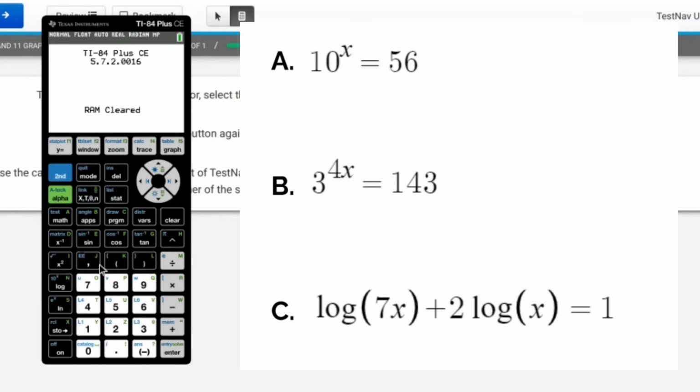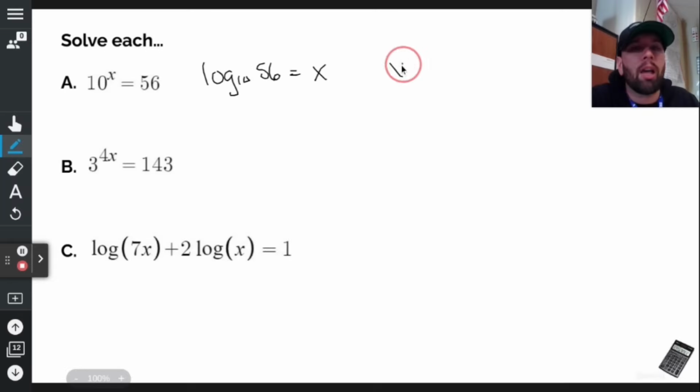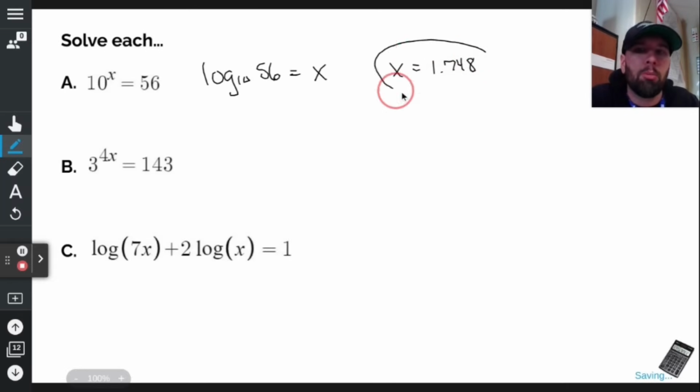Okay, now that we've got this in log formation, remember log base 10 and log are just the same exact guy. So all we have to do is log 56 and then round to three decimal places, 1.748, and we're done. So Mr. Calculator says that x is going to equal 1.748. Thank you, Mr. Calculator.